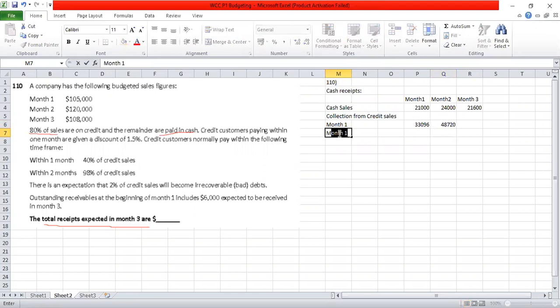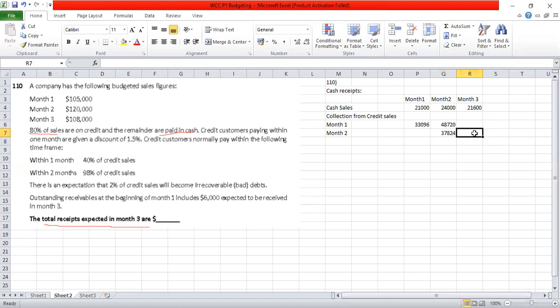Coming to month 2 sales. Month 2 sales, 20% of them are cash sales, which is received here in month 2. Coming to the credit sales part, it is equal to 120,000 into the credit portion, which is 80%, into 40% of them who avail the discount, into 98.5%.